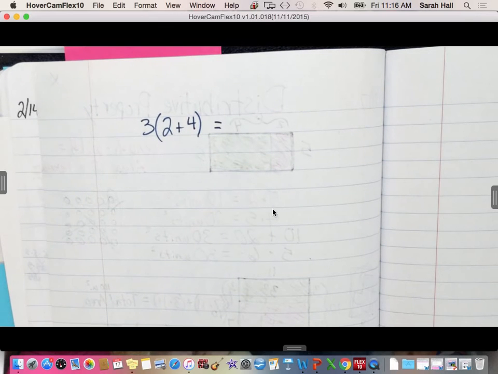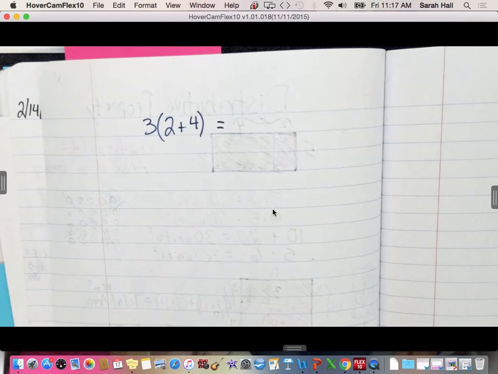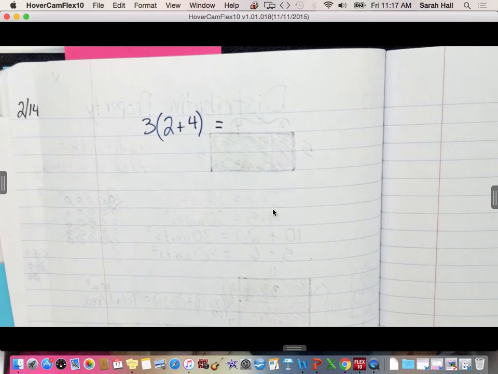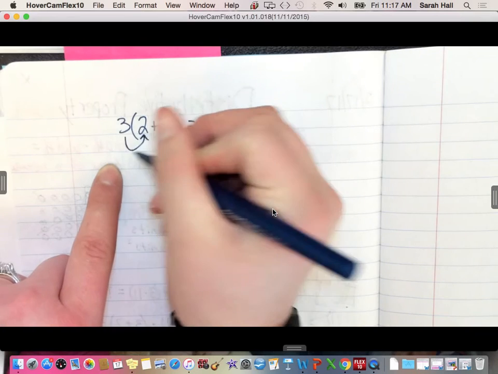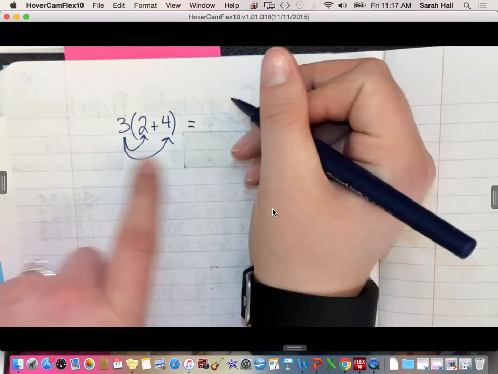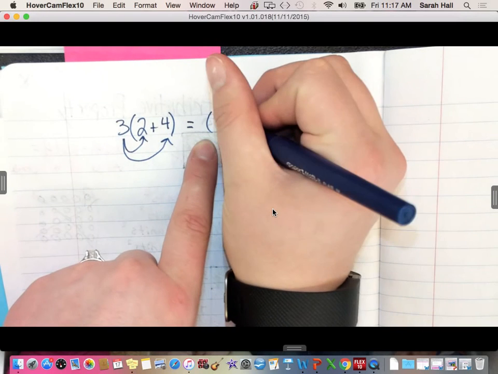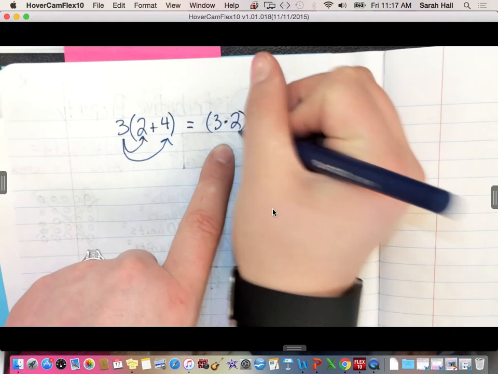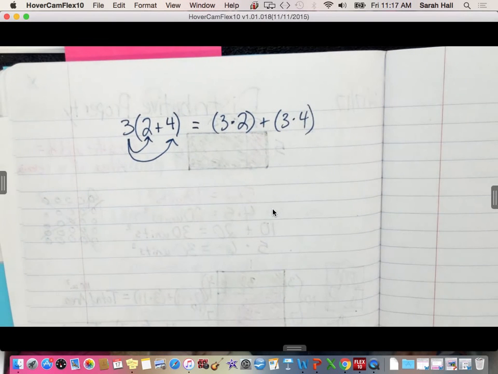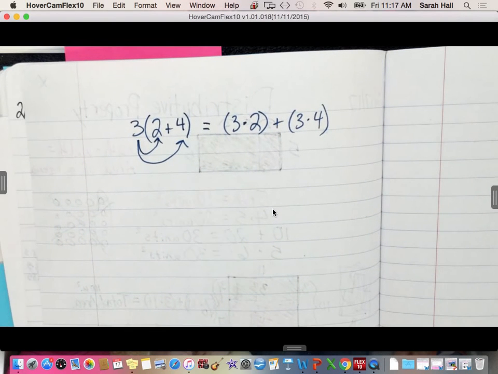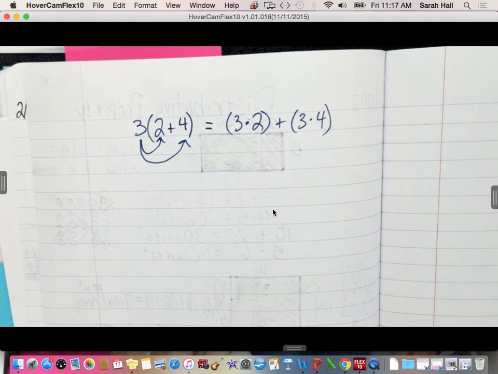So if someone is distributing papers, what does that mean? I'm handing them out, right? And am I handing them all to one person? No, I'm handing it to each person, right? This is called the distributive property because that 3 is getting handed out to everything that's inside the parentheses. So the 3 gets given to the 2, and it gets given to the 4. So that's the way that we can remember it. It's being distributed, it's being handed out to each of the numbers that are in there.